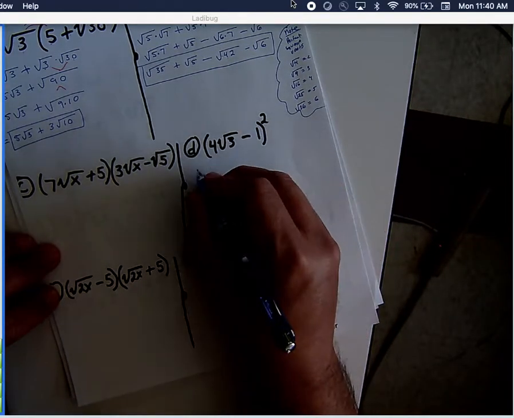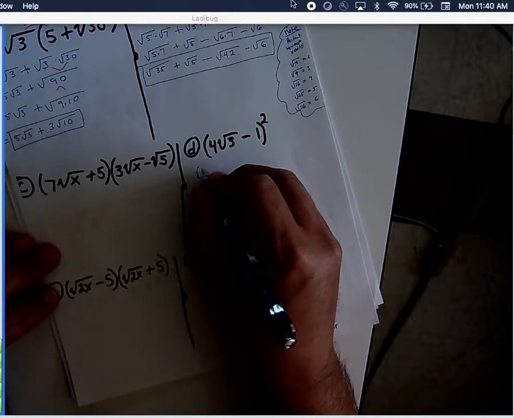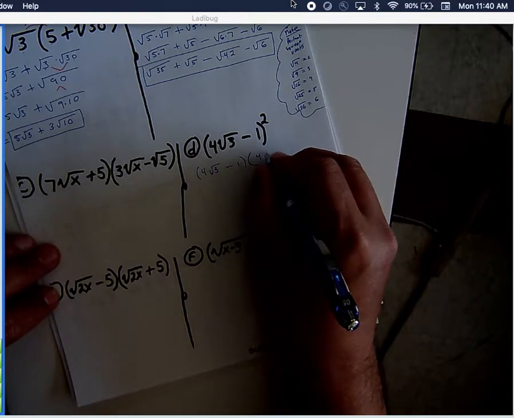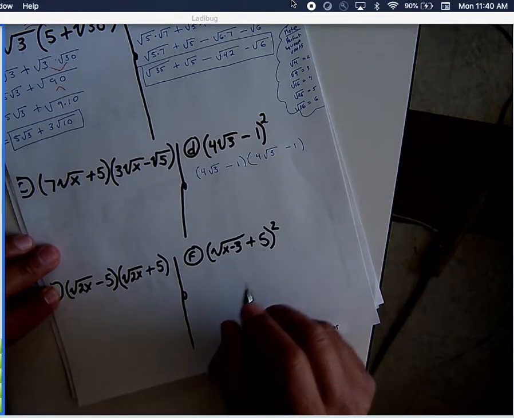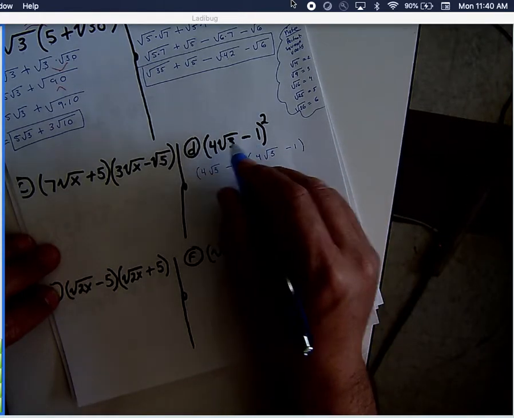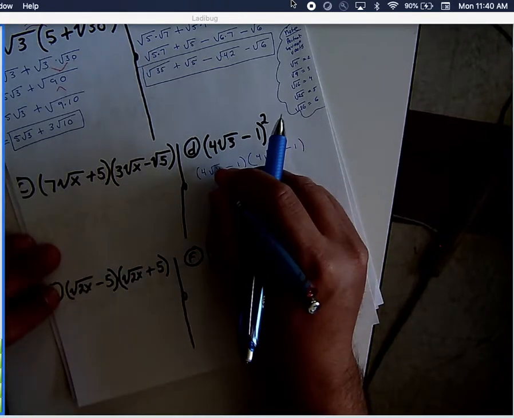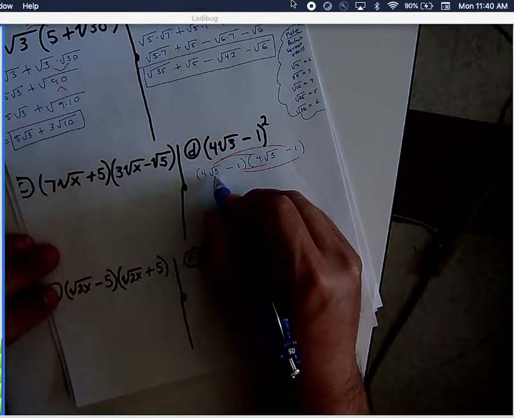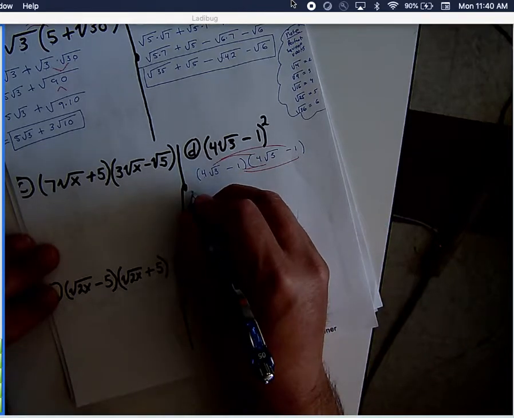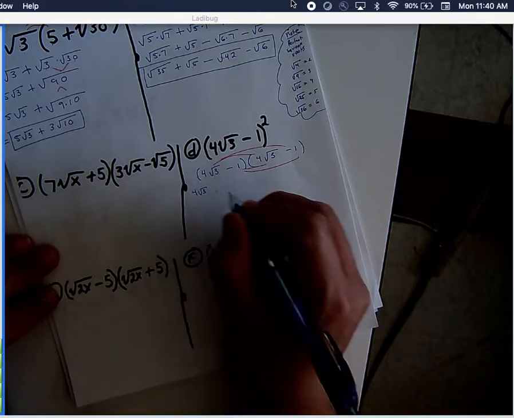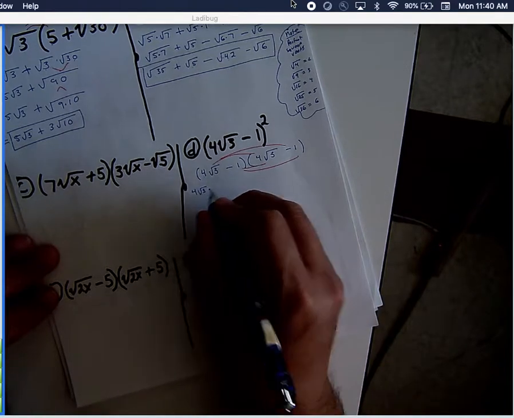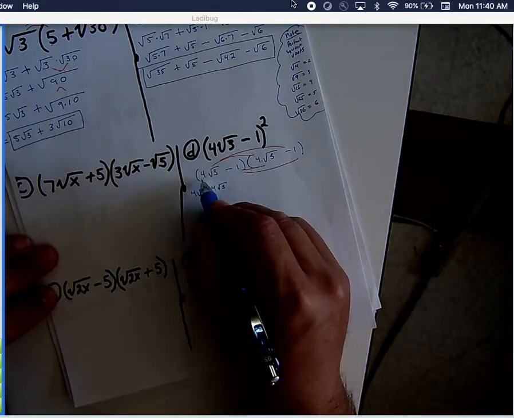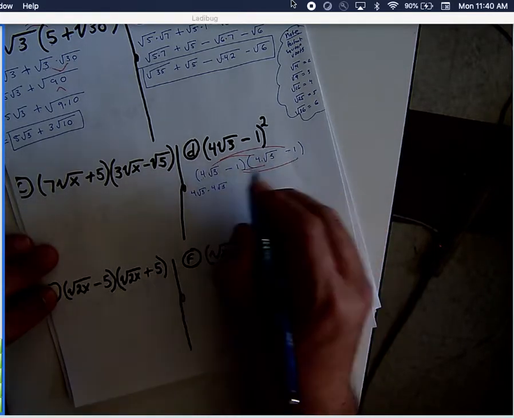So what does that mean? The square means, all it means is that you're multiplying this thing twice, like that. That's what the square means. Two are the same, two are the base. After this, all you have to do again is the FOIL. So 4 square root of 3 times 4 square root of 3. That times that is positive. Then that times that is negative, so we're going to have a negative.